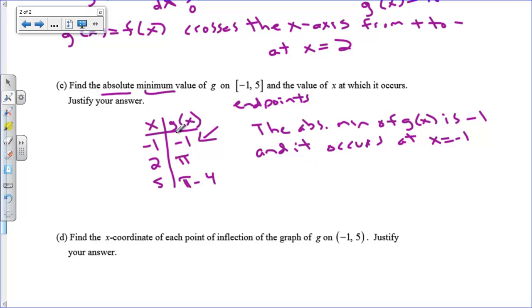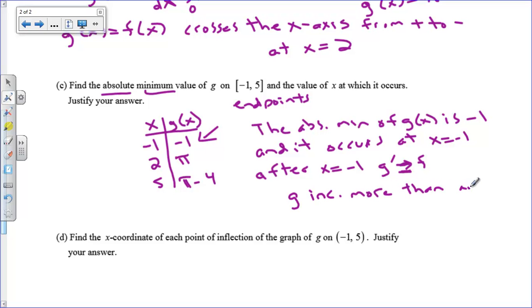And my justification is right here, my candidates test, but I need to say something. I need to say that after -1, g prime, which is equal to f, was above the x-axis more than it was below the x-axis. So I'm not going to write all that out, but I can say from my previous statements that g increased more than it decreased. That's how I was arguing up there in A. G increased more than it decreased.